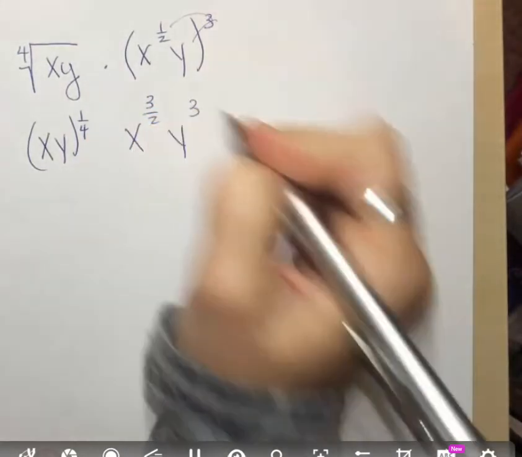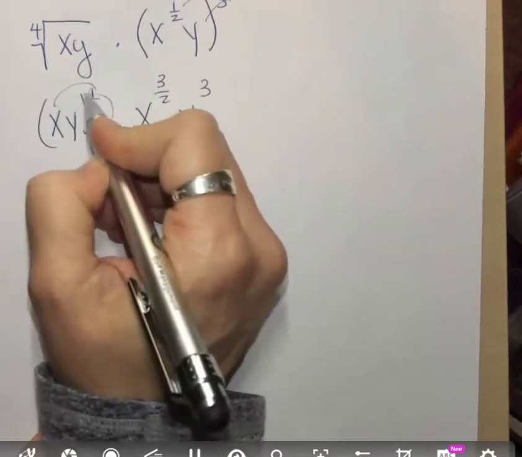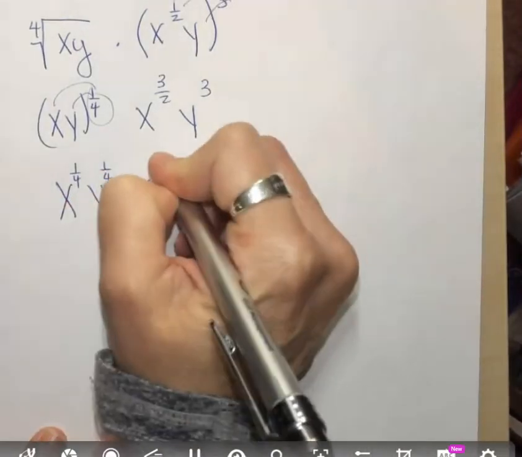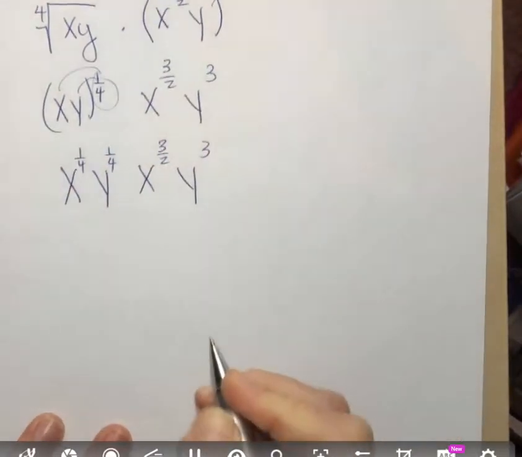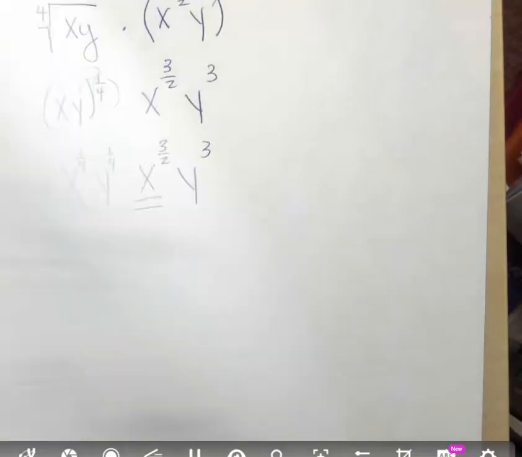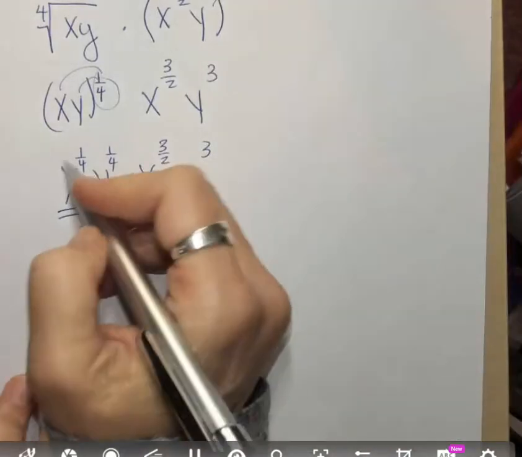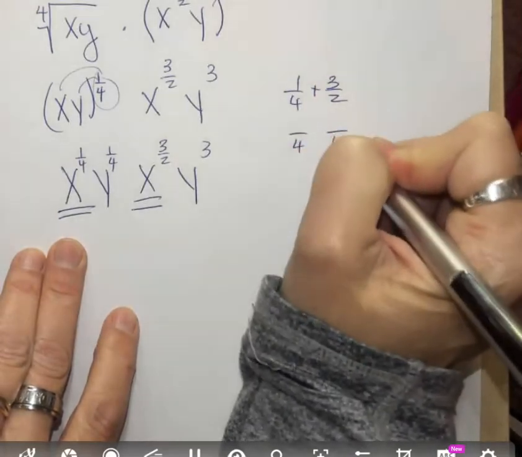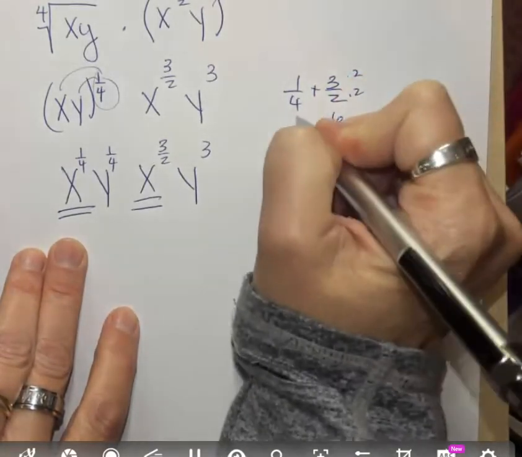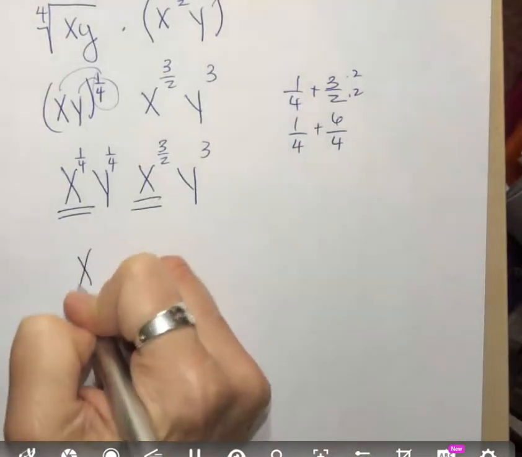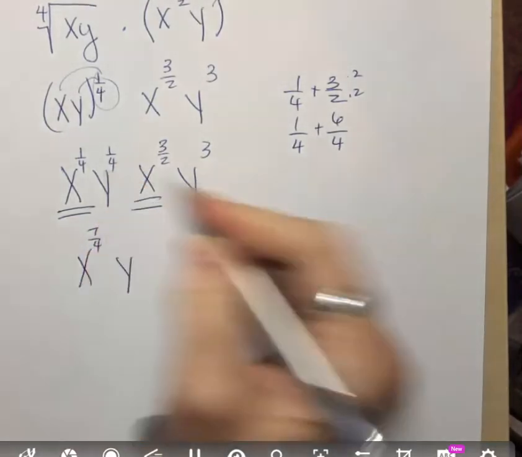And then we have y to the 3rd. So let's go ahead and pass this through. I have x to the 1/4, y to the 1/4, x to the 3/2, y to the 3rd. I have same bases, so back to our rule, if we have the same base, we add the exponents. So I'm going to take 1/4 plus 3/2. Common denominator would be 4. So I'd end up with 7/4, so I'd have x to the 7/4.